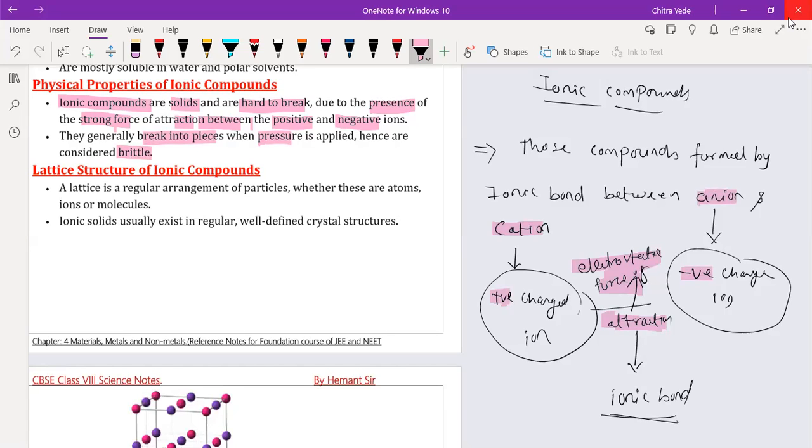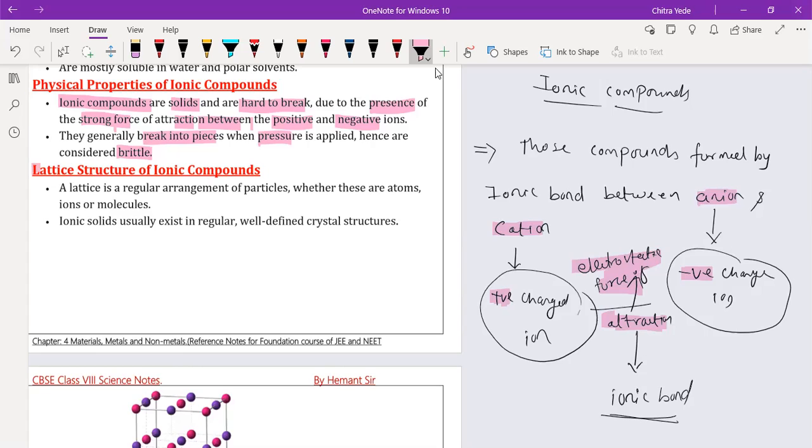Sir, should we also write these 2 points in the physical properties of ionic compounds? Yes, you can write. After completion of that part, I will ask you to take a screenshot also. So after completion of the session, you can write in your notebook by using those screenshots. Okay, sir, continue.